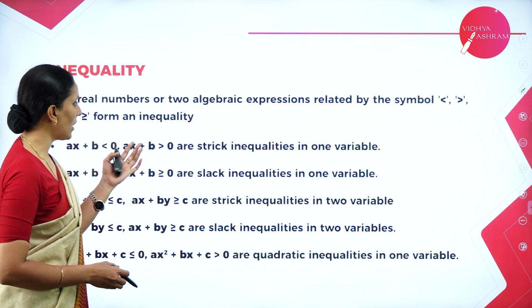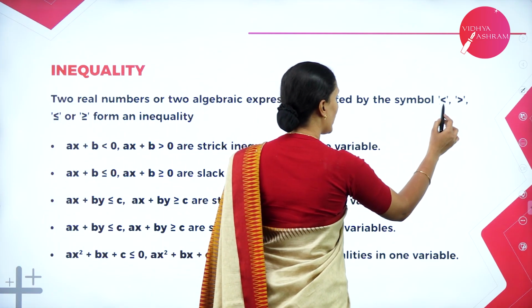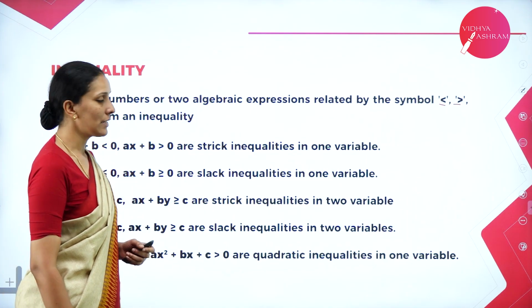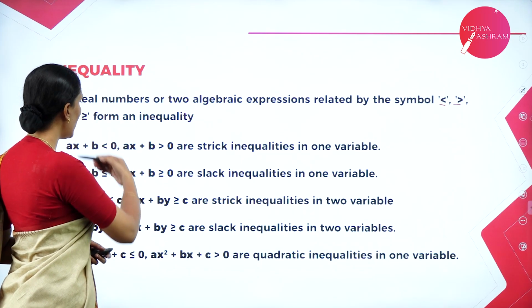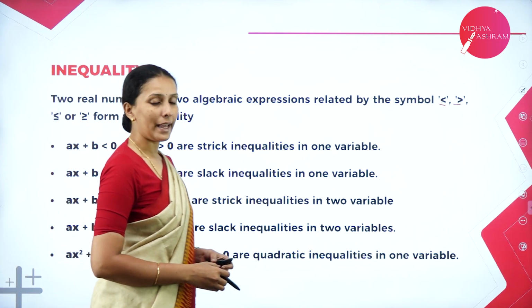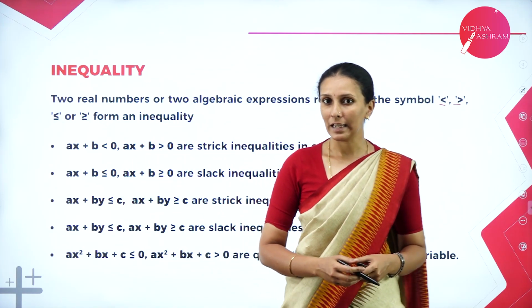Now inequalities may be of any form. When the inequality is with less than or greater than, we call it a strict inequality, and when it is with the equality, we call it a slack inequality. The following are the general examples for linear inequalities.